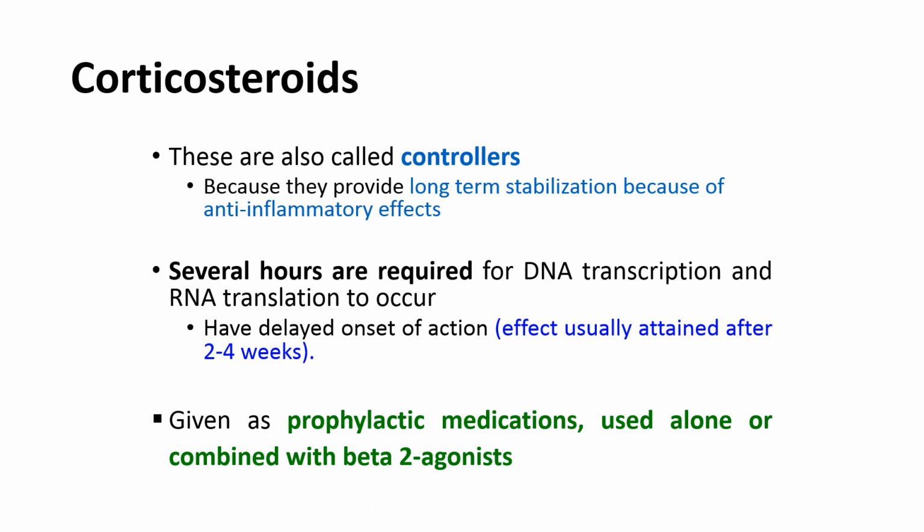Second thing is that they need a longer time for their actions to appear. Their effect is usually attained after 2 to 4 weeks. They have a delayed onset of action. So they are mainly used as controllers for long-term stabilization of the bronchial asthma symptoms because of their anti-inflammatory effect. And they can either be used alone, or preferably they are combined with the long-acting beta-2 agonistic agents.